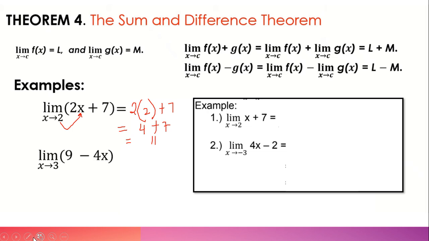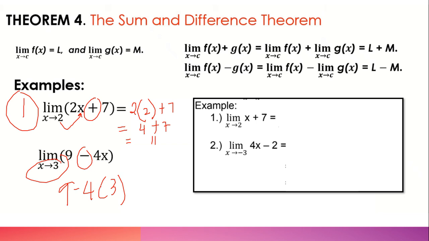Dito tayo sa number 2 example. Okay na tayo sa number 1 example po. Just simply substitute or you can use the calculator. Kung nakita nyo may plus na siya or may separation by plus or minus, that's the sum and the difference theorem. Okay? Dito naman, magiging 9 minus 4, tapos may 3 na tayo kasi nga yung x approaches to 3. This is 9 minus 12. And what is 9 minus 12? This is negative 3, tama?